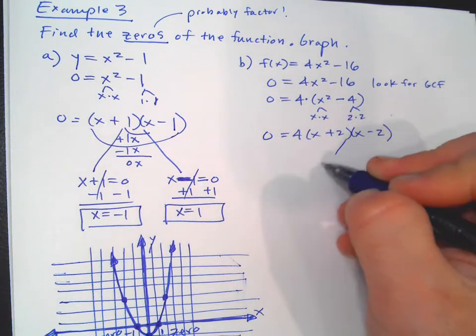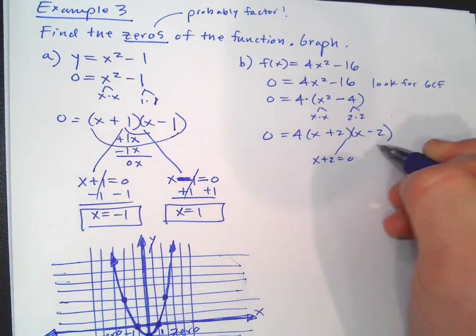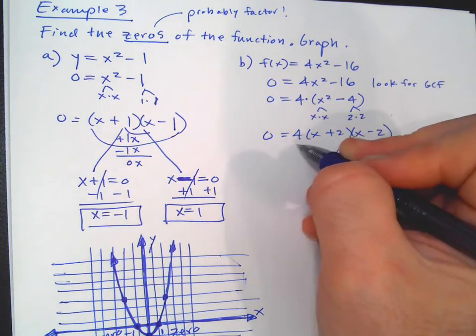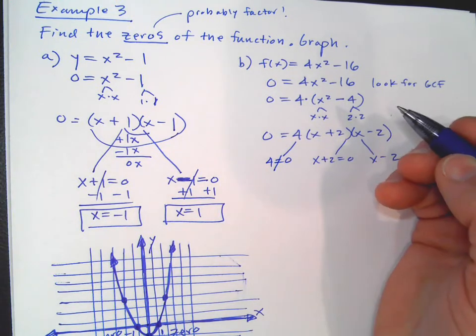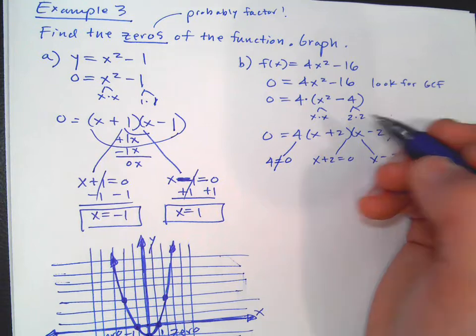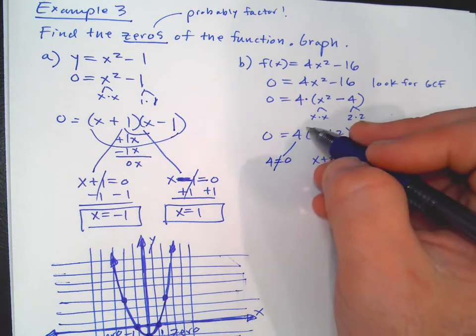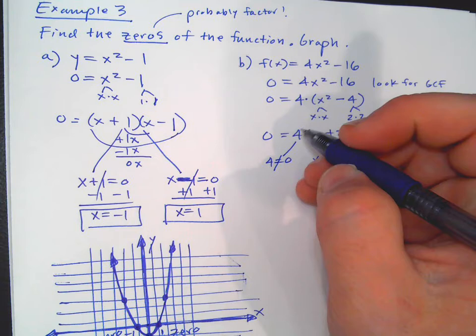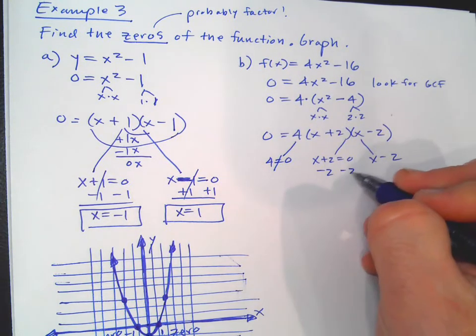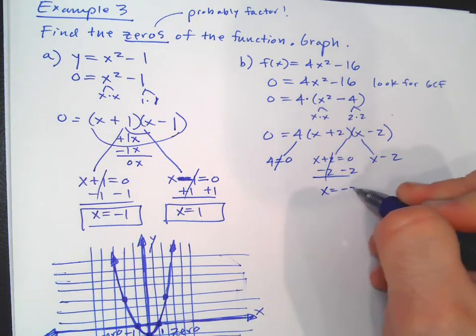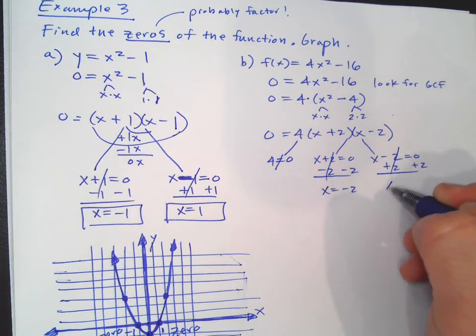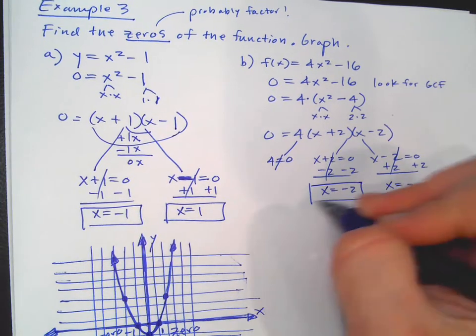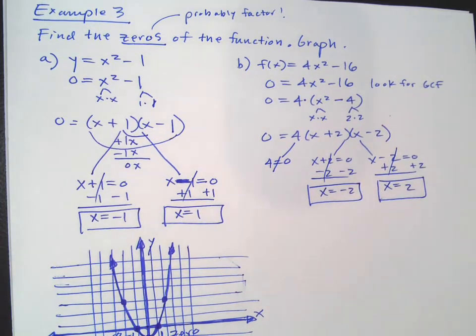And then we set these equal to 0 on their own. You could set this to 0 too, 4 equals 0. But that doesn't make sense. Is 4 equals 0 ever? No. So there's no solution from this one. If there was an x there, you'd get an answer. This one you solve. We add 2 to both sides to get the x by itself. And so those are your zeros. I'm not going to graph this one, but that's how we do it.